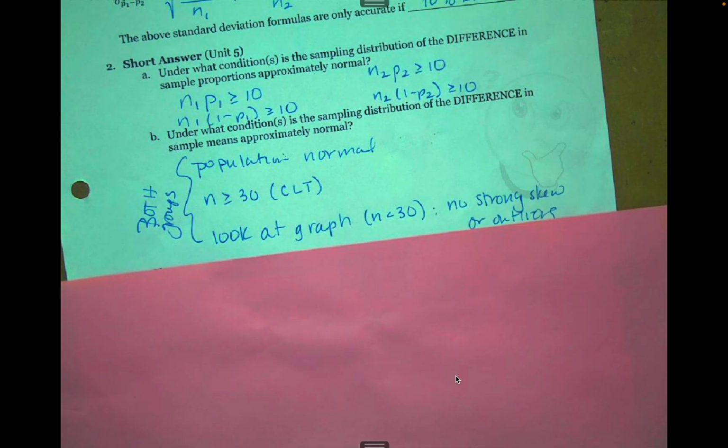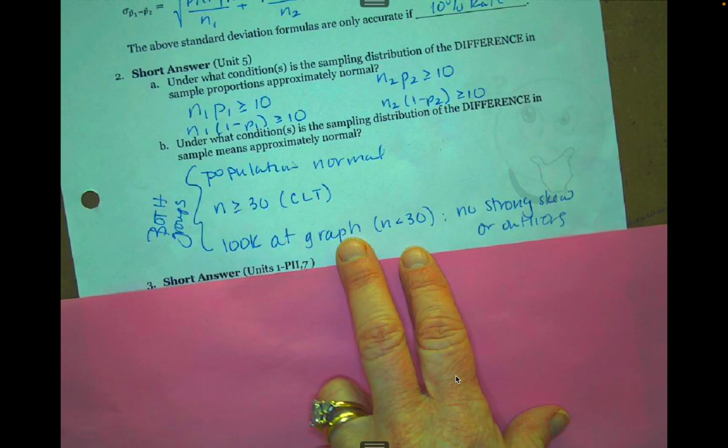If we're talking about means, what's our normal check or our large sample check? So N is greater than 30, Anna. The population is normal, or N is greater than 30. You can also look at graphs, and if your sample is less than 30 and there's no strong skew or outliers, you're good.